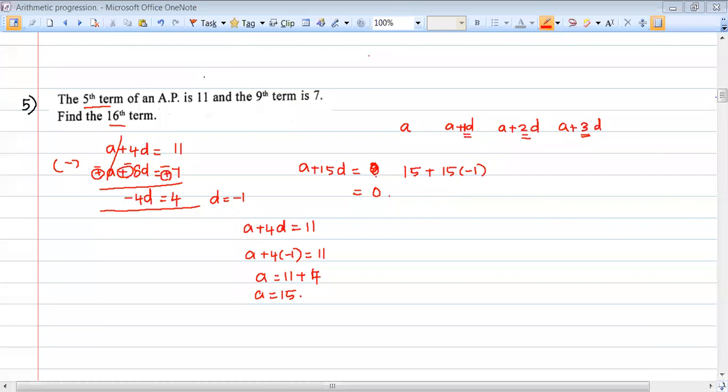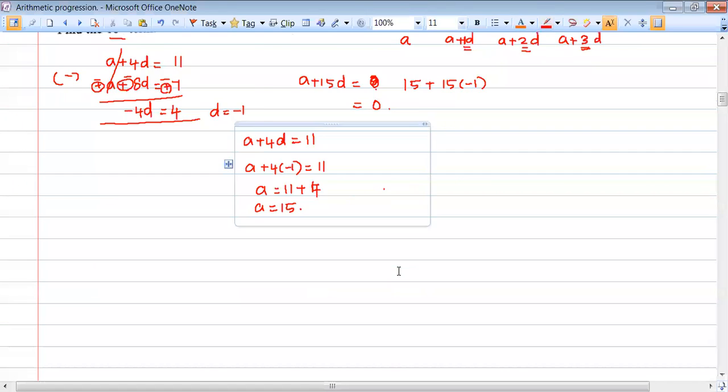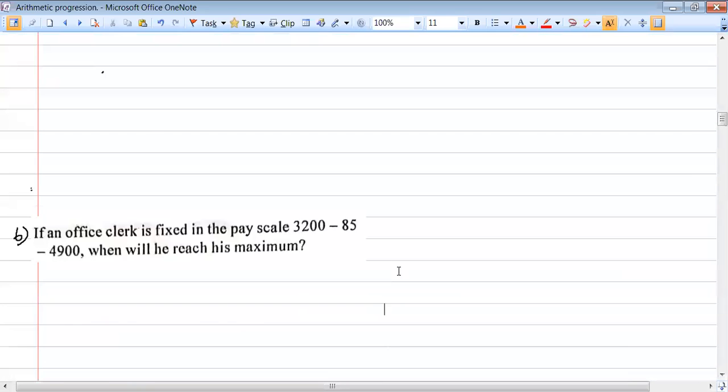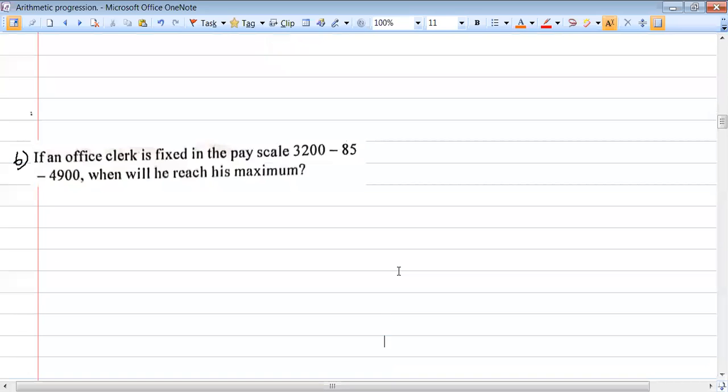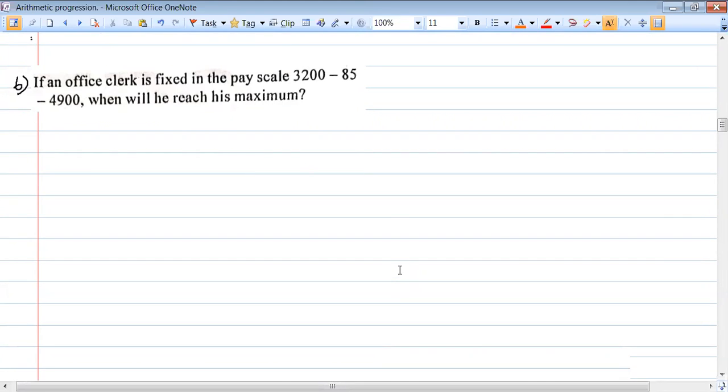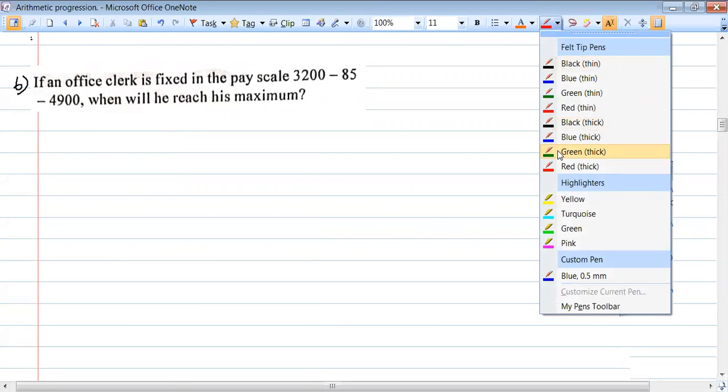Got it clear? So this is very easy. Now shall we move to the next question? Yes, let me go to the next question. So this is the next question, do it.